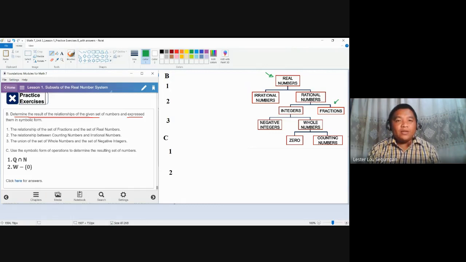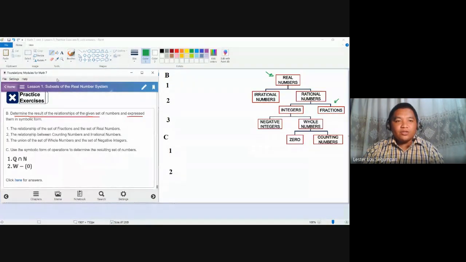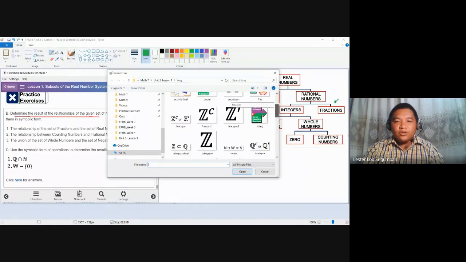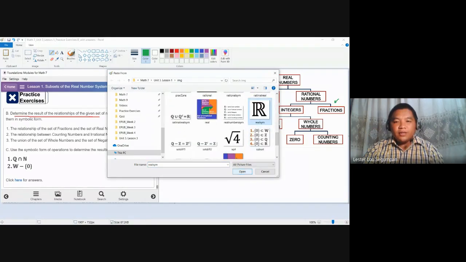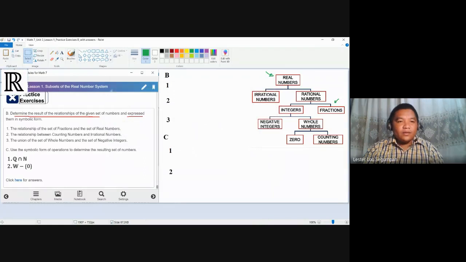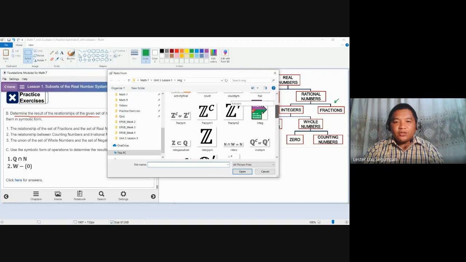So how do we actually do that? Let us try to use symbolic form to discuss this. Let me include here some notations. I already saved some notations from our module. The notation used for the real numbers is this one. That's for number one. And then we have here the notation used for fractions.